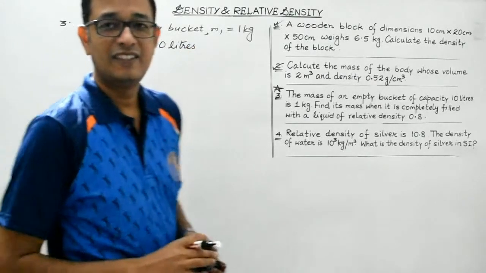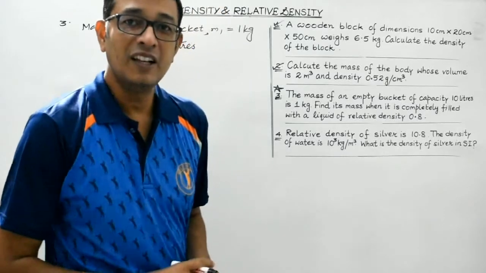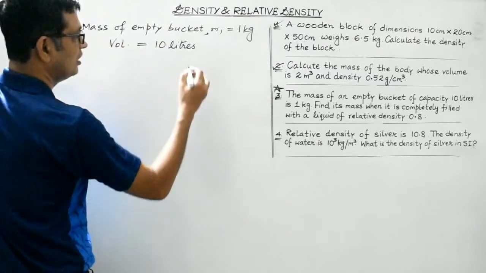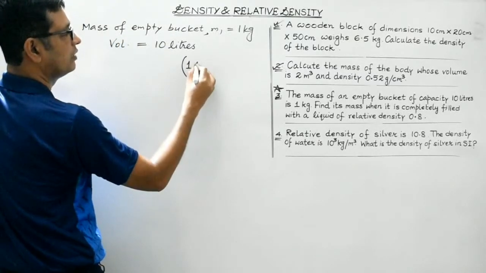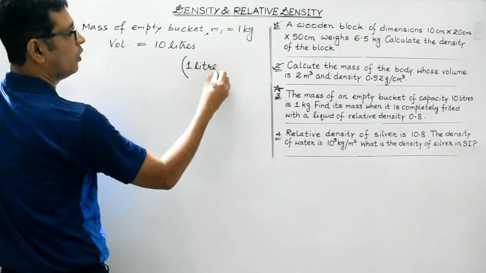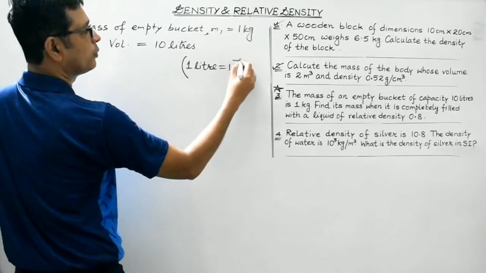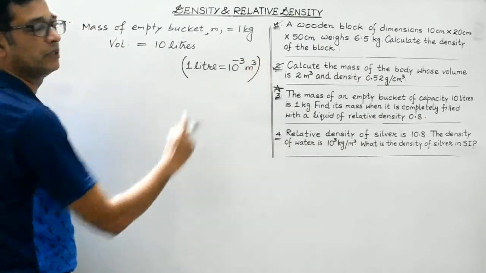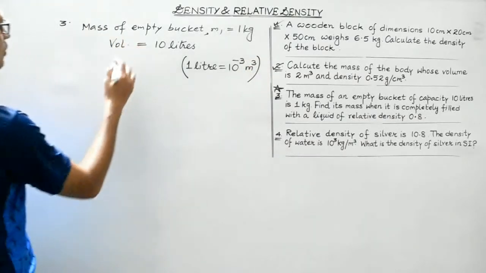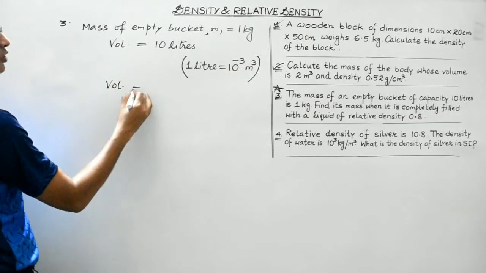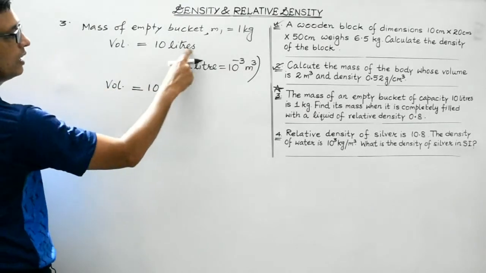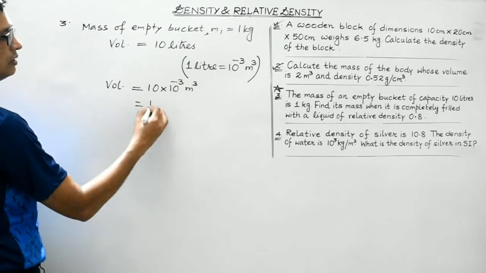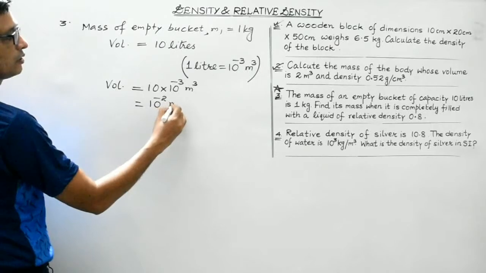Now look, the SI unit of volume is meter cube. So we need to convert liters into meter cube. Just do remember this, students. This is again a very important relationship. 1 liter is equal to 10 raised to the power minus 3 meter cube. Right? Please do remember it. So volume or the capacity of the bucket would be 10 multiplied by 1 liter, which is 10 raised to the power minus 3 meter cube. So it will give us 10 raised to the power minus 2 meter cube.